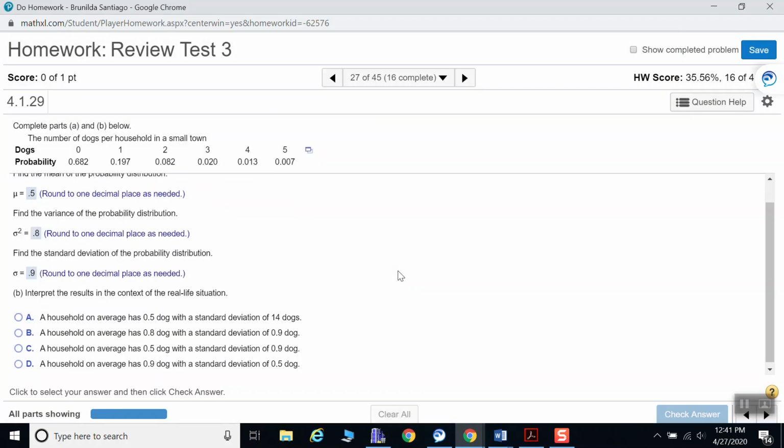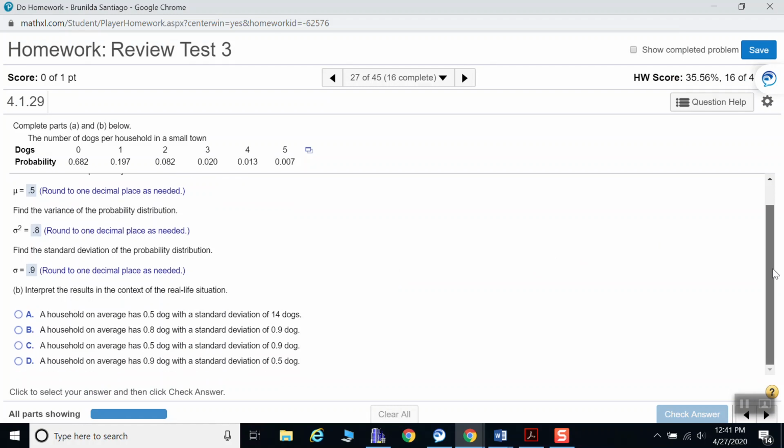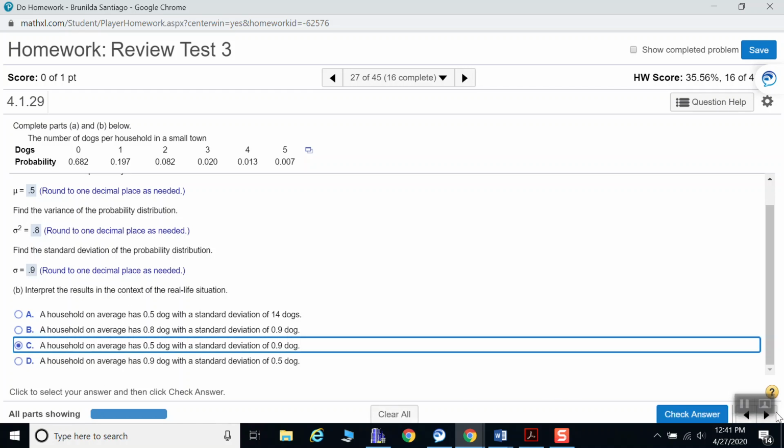Okay. Then it says interpret the results in the context of the real life situation. A household on average. So the average was 0.5. So that means that it's either A or C. 0.5 dog with a standard deviation is this part here, 0.9 dogs. So it will be part C. It doesn't say 14 dogs.